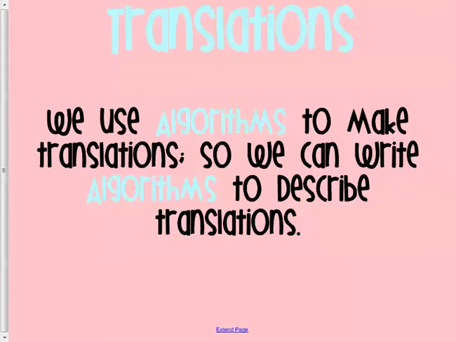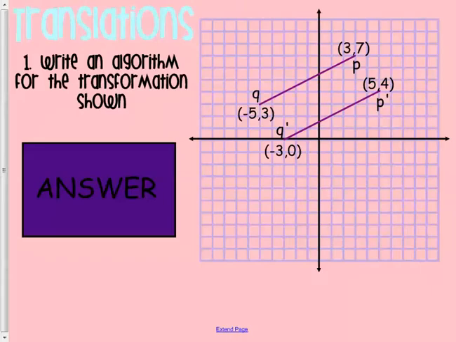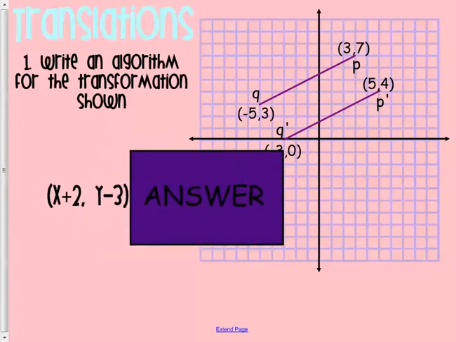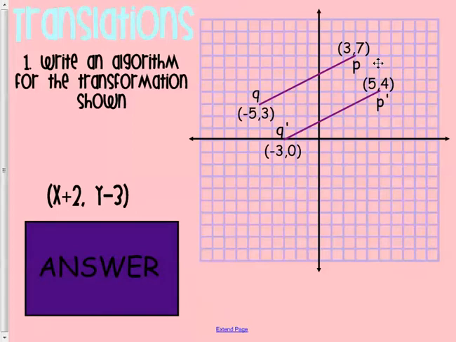Okay, so what if we are asked to describe the translation? That means we have to write the algorithm. So in this case, they give us 2 points and then the image of those 2 points, and they want us to create the algorithm. So what's happening from P to P's image? We're going down 1, 2, 3, and to the right 1, 2. So that means that our x is being added 2 and our y is going down 3, so it's subtracting 3.